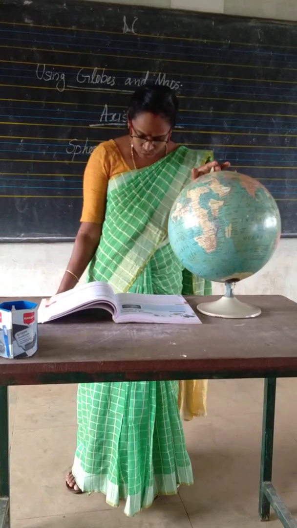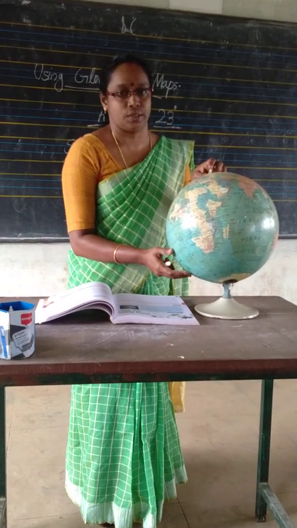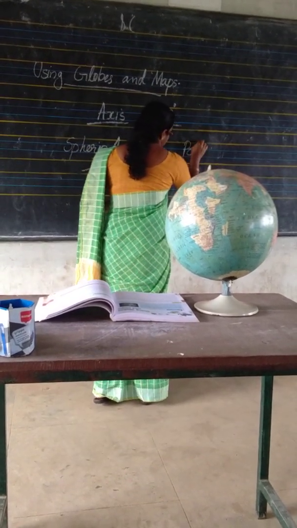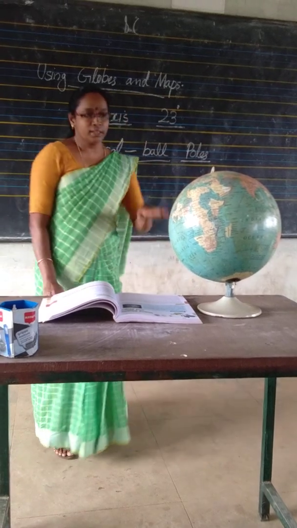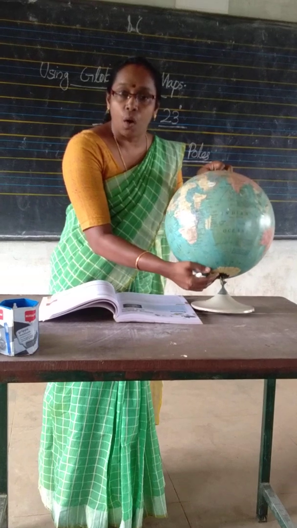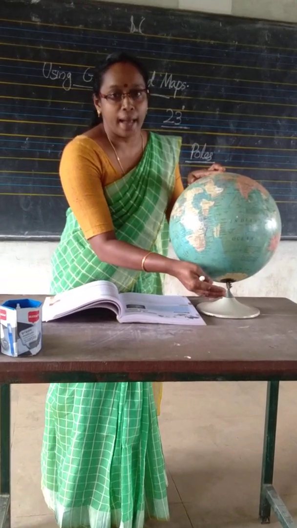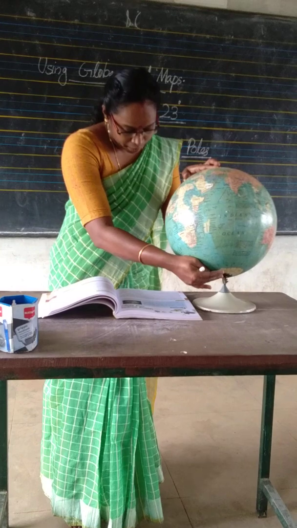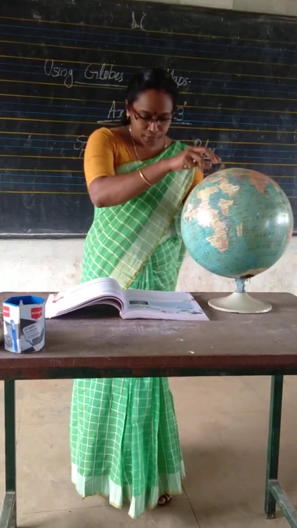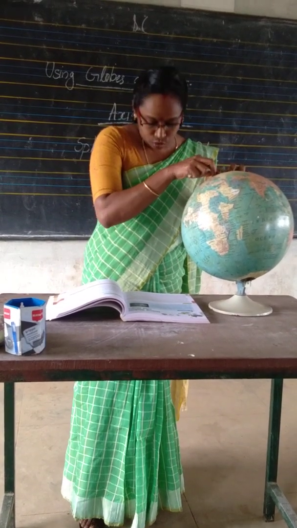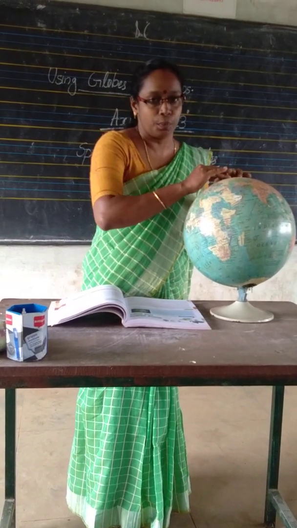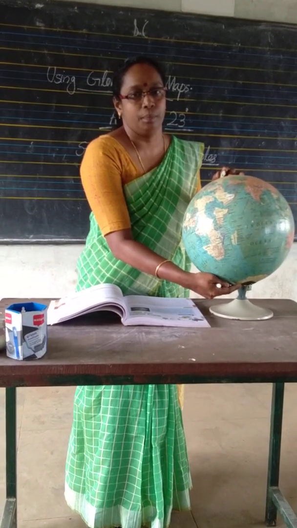The two ends of the axis are poles. Listen. Poles. The two ends of the axis are called poles. North pole and south pole. Okay? The two ends of the axis are poles. The point at the top is the north pole and the point at the bottom is the south pole. This is the north pole and this is the south pole.